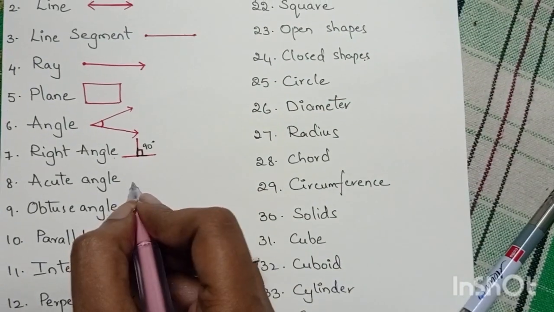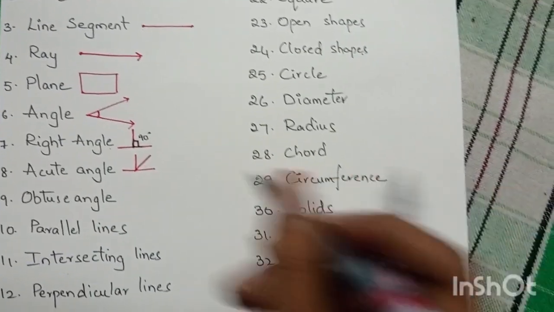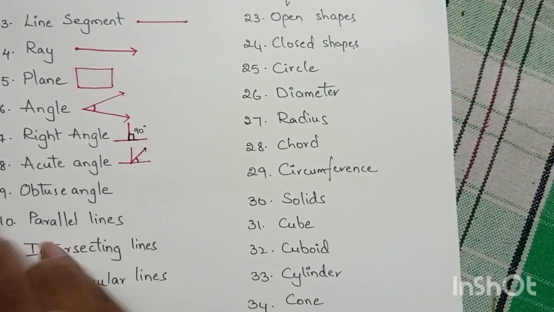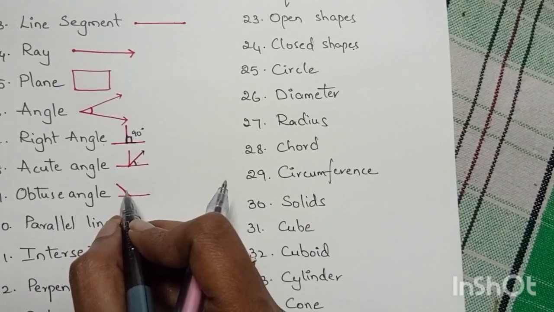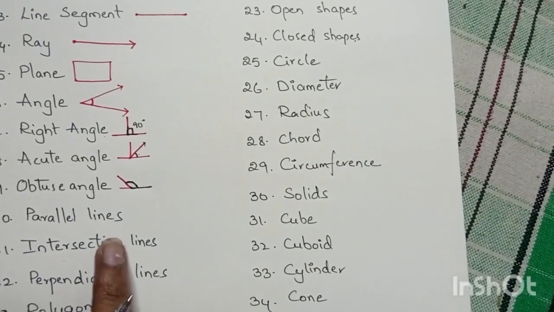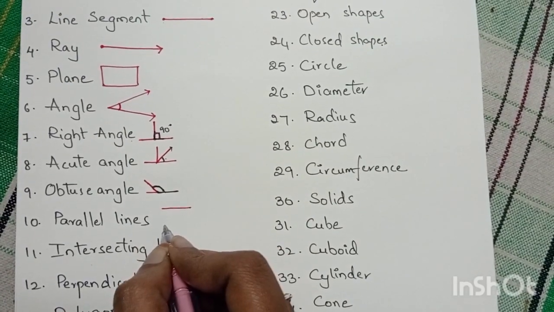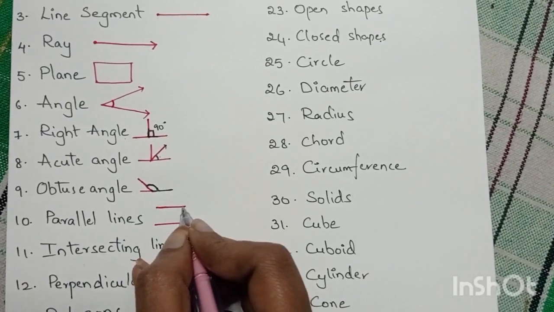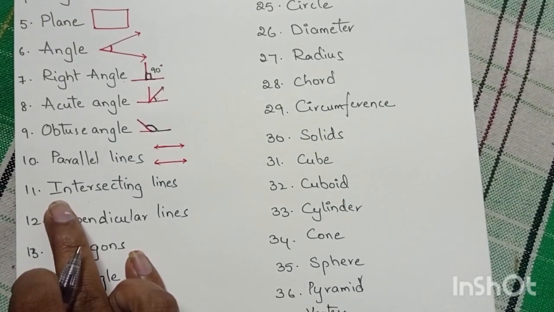And then next, acute angle means angle will be formed less than 90 degrees. So it will be less than 90 degrees. That angle we call it as acute angle. Obtuse angle is more than 90 degrees. That is called obtuse angle. Parallel lines. Two lines, they can never meet, placed apart with the same equal distance. So here they can never meet. Example, railway track.